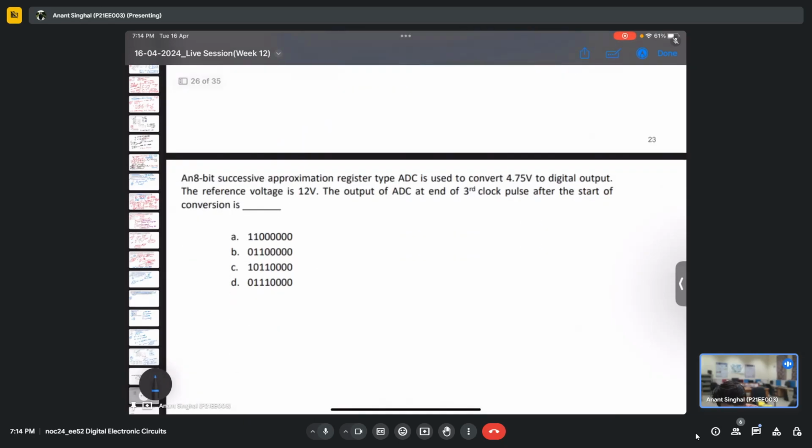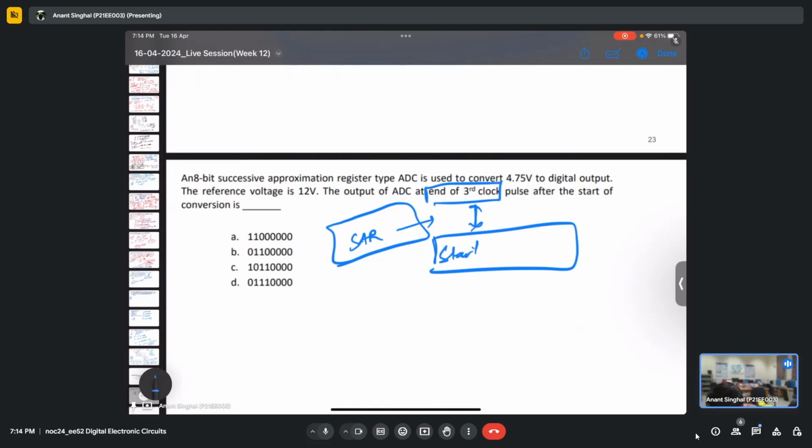In week 11 we have done a lot of questions for ADCs and DACs, and the most important is the SAR type ADC, in which, if you attended my lectures, we did two types of question: one said end of third clock and one said start of fifth clock, something like that. They can play with these words and give you long questions that you need to solve. So this is one of the very important concepts we covered.